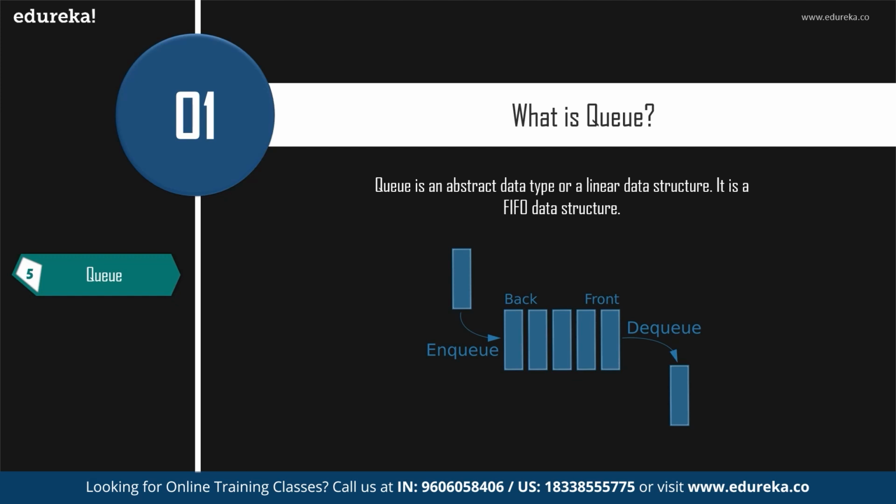This is exactly how a queue system works in the real world. If you go to the ticket counter to buy movie tickets and you are the first one in the queue, then you will be the first one to get the ticket, right? Same is the case with the queue data structure.